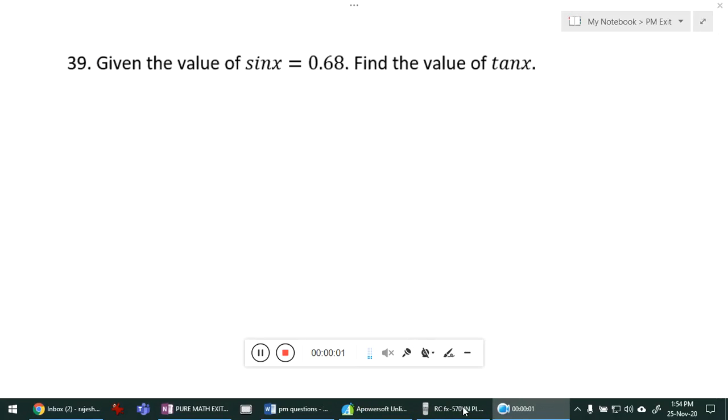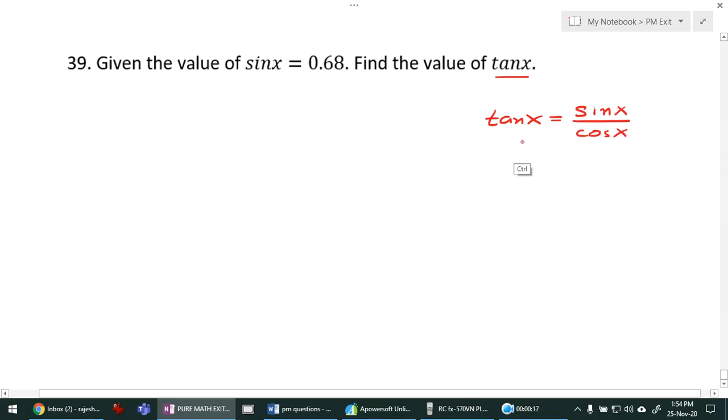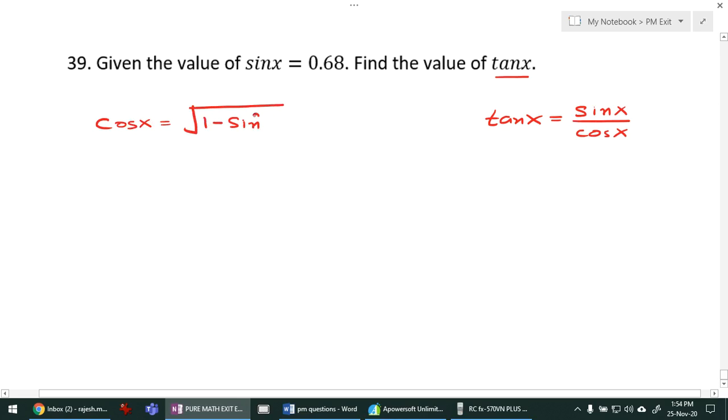Given the value of sin x equal to 0.68, find the value of tan x. So what is tan x? Tan x, the rule is sin x by cos x. We have the value for sin x. Now we will find the value of cos x. So what is cos x? Cos x is the square root of 1 minus sin square x. That means the square root of 1 minus 0.68 square. So we will use the calculator.